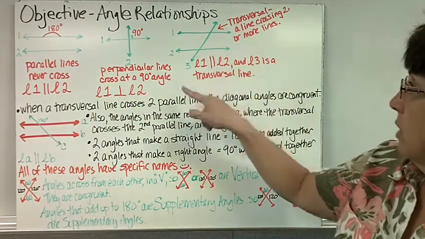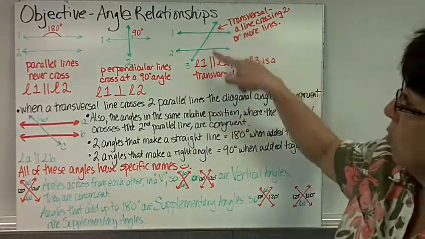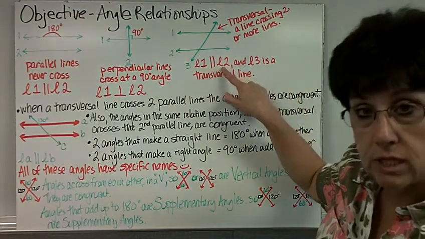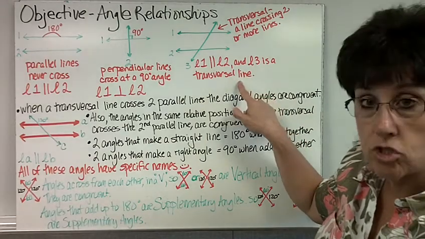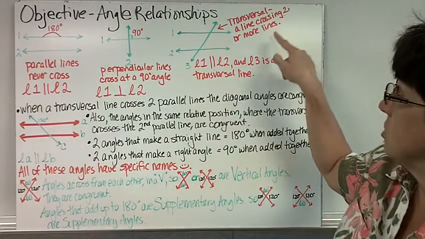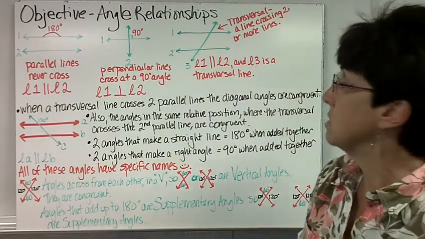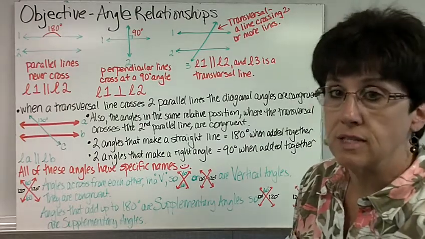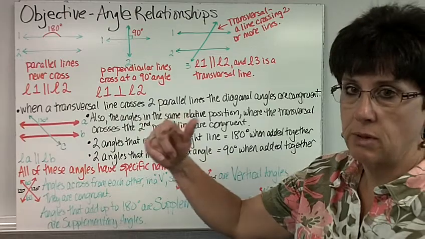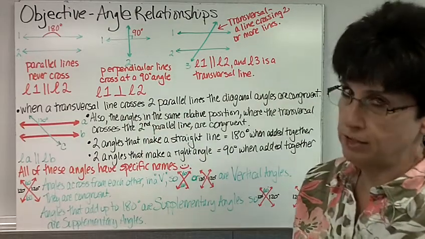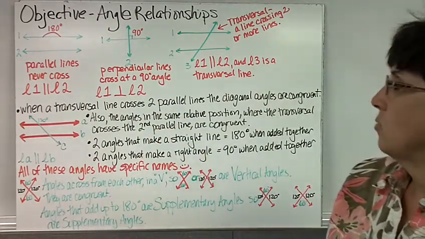Here's line 1, 2, and 3. Line 1 and 2 are perpendicular to each other. Line 3 is a transversal line, and a transversal is a line that crosses two or more lines that are on the same plane. That means we're just talking about everything on one piece of paper. We don't have multiple papers in space today.